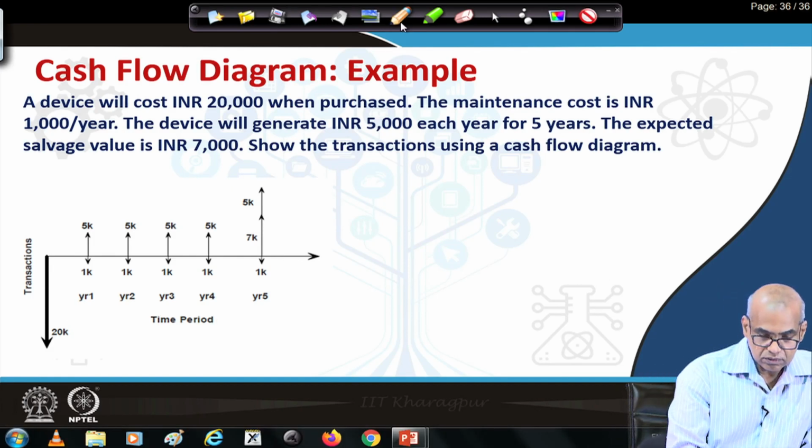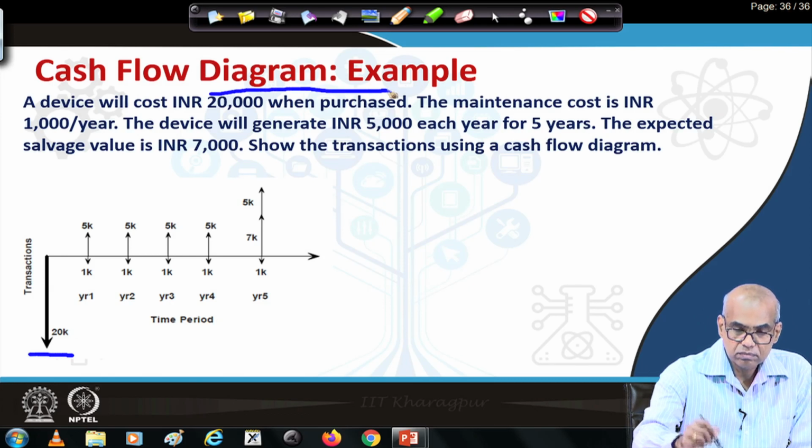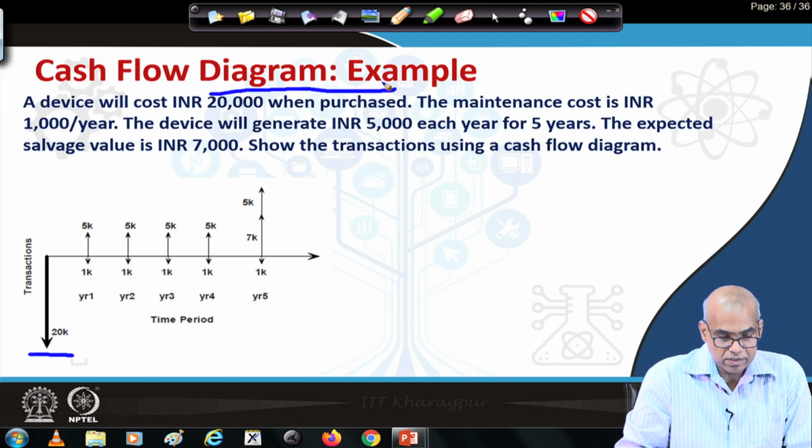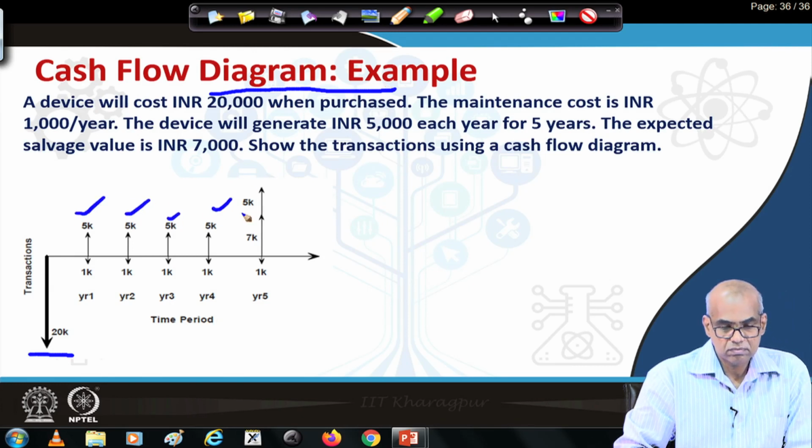So, in the beginning you have seen that there is a downward arrow showing negative cash flow of rupees 20,000, which is the purchase value of the device. Then for the next 5 years you have receipt of 5,000 rupees and disbursement or payment of 1,000 rupees. So, receipt of 5,000 rupees because the device has generated rupees 5,000 each year, and payment of 1,000 rupees because the maintenance cost is 1,000 per year.